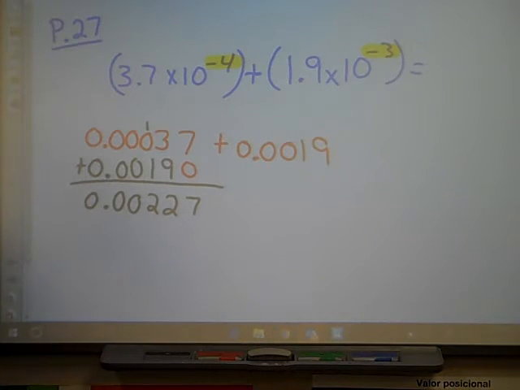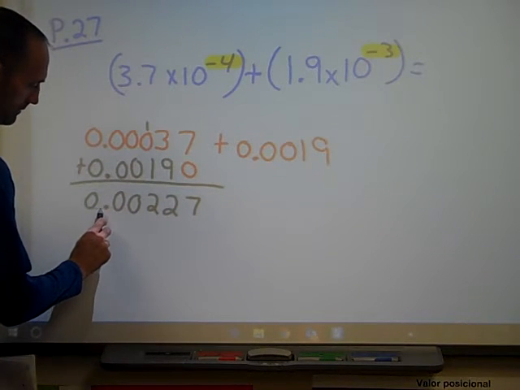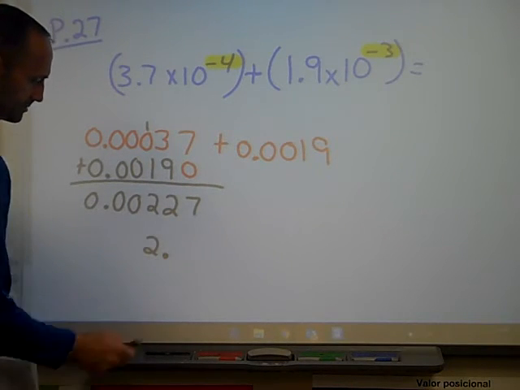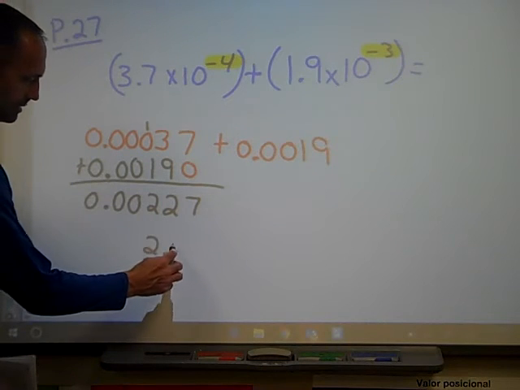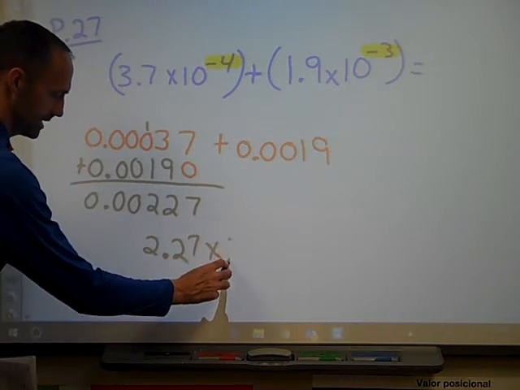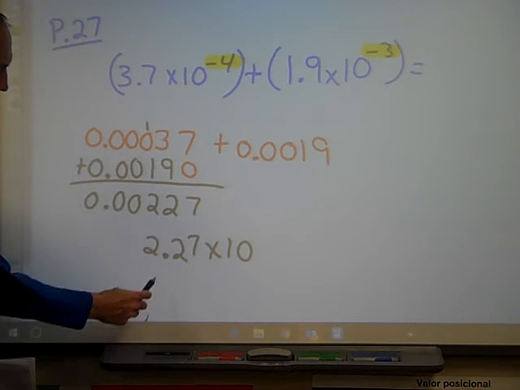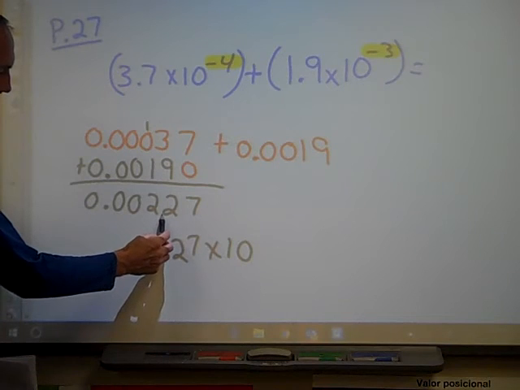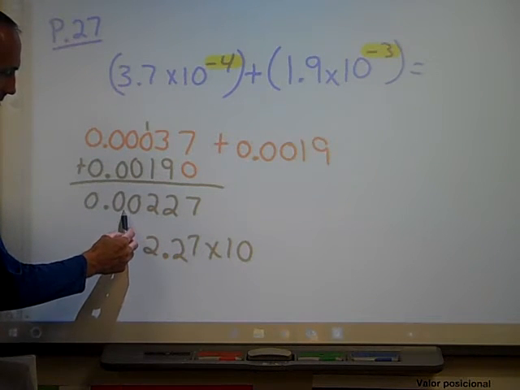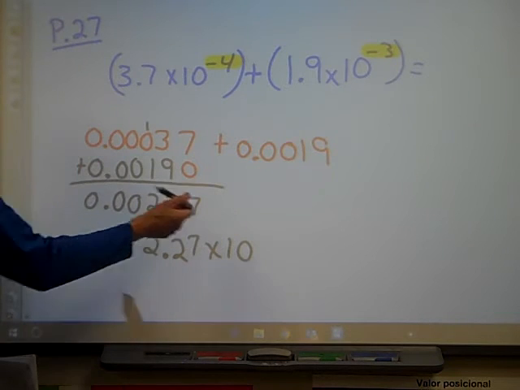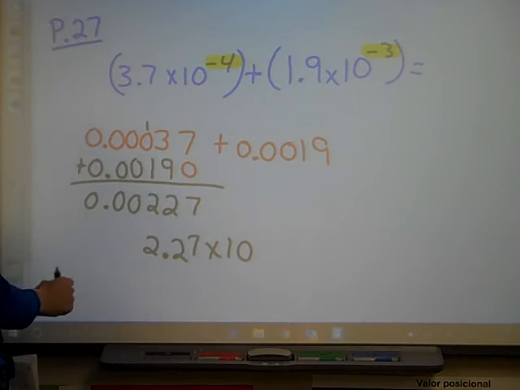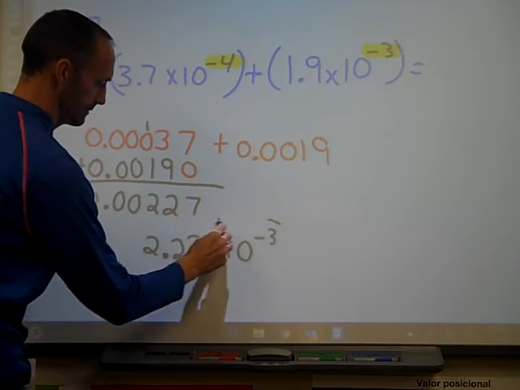Then we can change it back to scientific notation. So remember the rule. We look for our first number that is not a 0. Here it is. And I put the decimal behind it. So it goes here. Copy everything else times 10 to the, well, if it has to be here, but it started here, it would have to go 1, 2, 3 places to the left. 1, 2, 3 to the left. So we have negative 3.